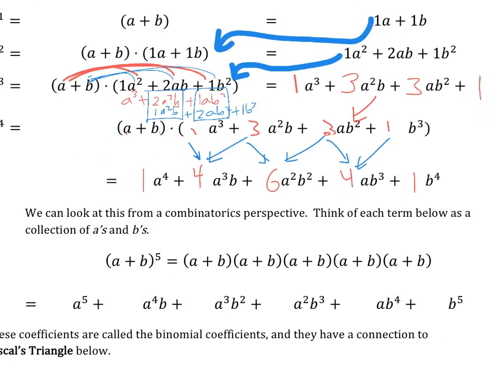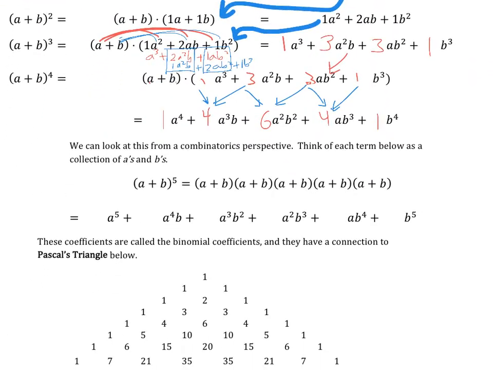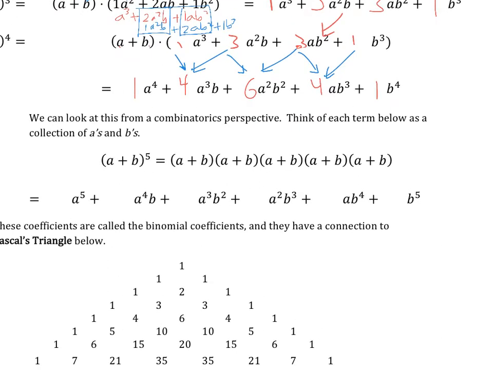Now, what's this one going to be? A plus b to the 5th. I don't want to go through all that again. Well, let's use the same idea. We know that we're going to have 1s on the end. That's going to come from the a times a times a times a there. We know they're going to have b times b times b times b times b. That's going to be 1b to the 5th.